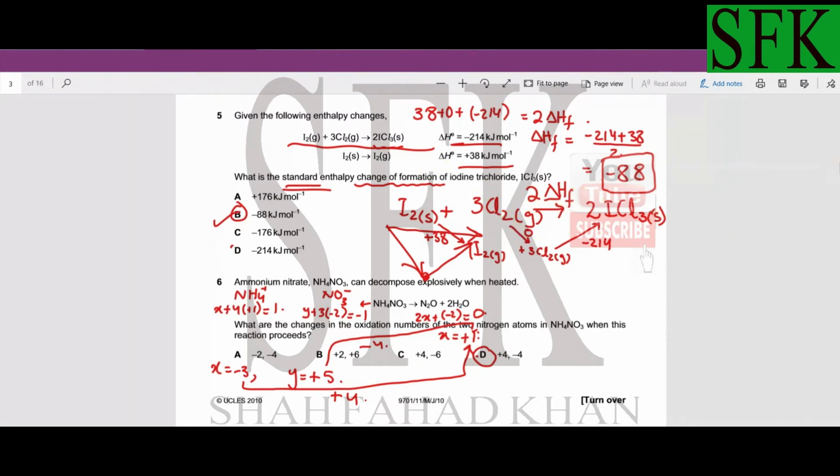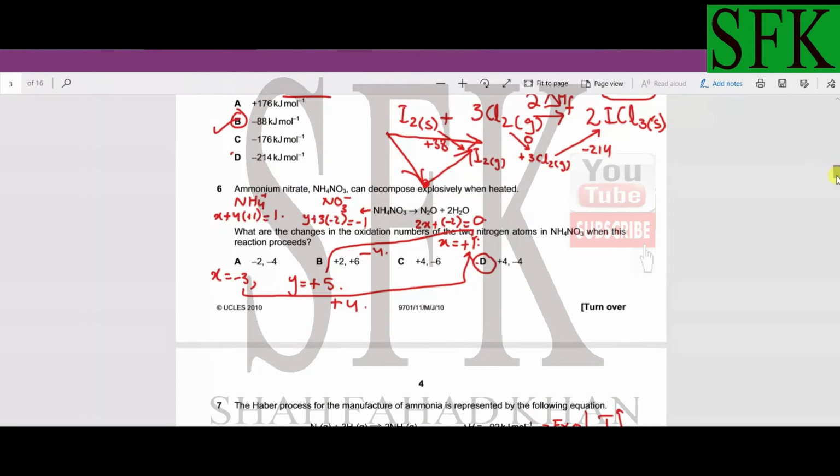All right, now moving on to the next part. Ammonium nitrate can decompose explosively when heated. What are the changes in the oxidation numbers of the two nitrogen atoms when this reaction proceeds? They are actually asking you the change in oxidation state, not the oxidation numbers. So first you assign the oxidation numbers to each of these nitrogens. In ammonium, I've solved it over here.